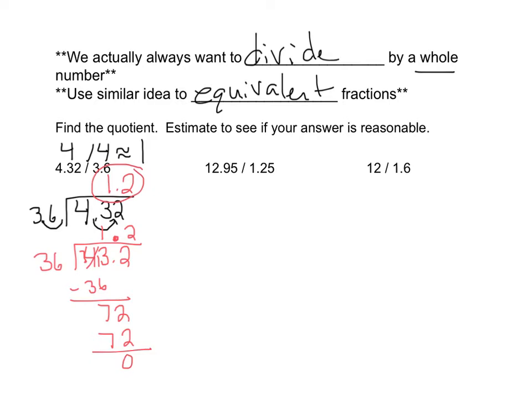Now what I'd like you to do is go ahead and pause the video and actually try the next 2 problems on your own and then check to see how you do. Once again, if we look, 12 and 95/100 would be about 13. 1 and 25/100 would be about 1. So our answer, if we divide those, should be around 13.